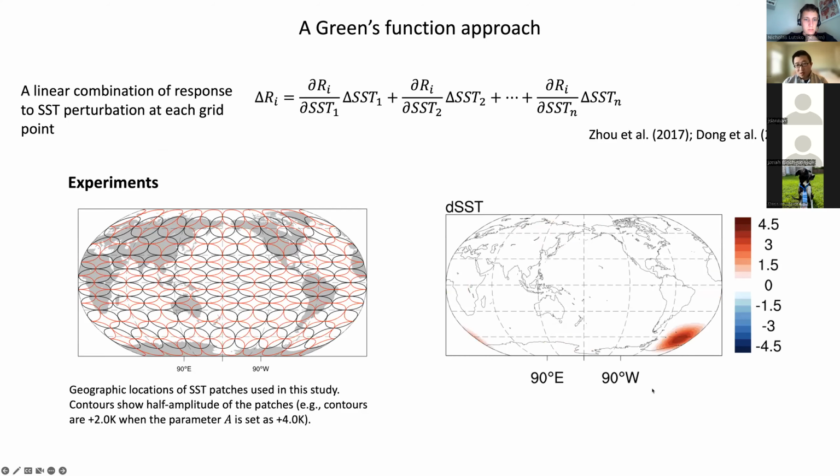So let's start. Previous studies have applied the Green's function to atmosphere models like CAM4 and CAM5. And the Green's function basically assumes a linear combination of the responses to SST perturbations at all ocean grid points, which is represented by the equation here. And motivated by this, we are following this approach and try to do the idealized SST patch experiments using the most recent GFDL M4 model.